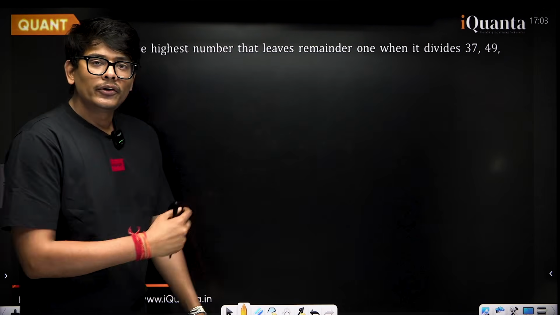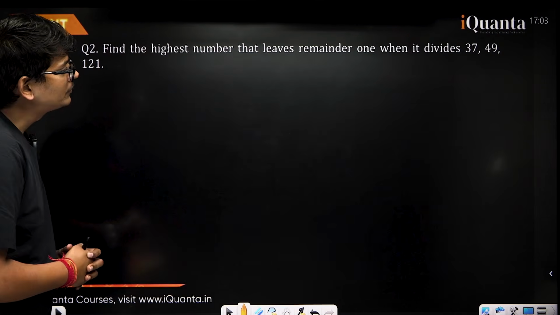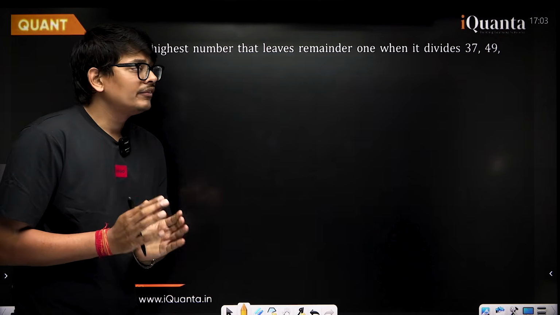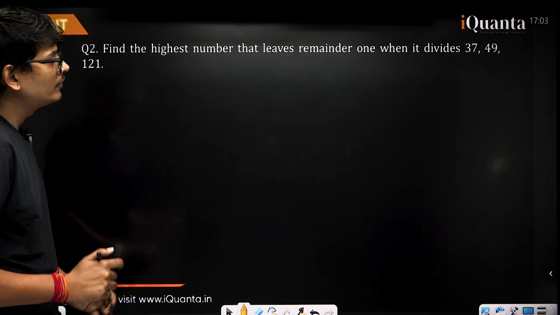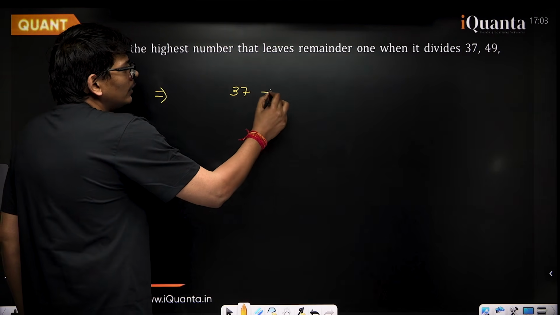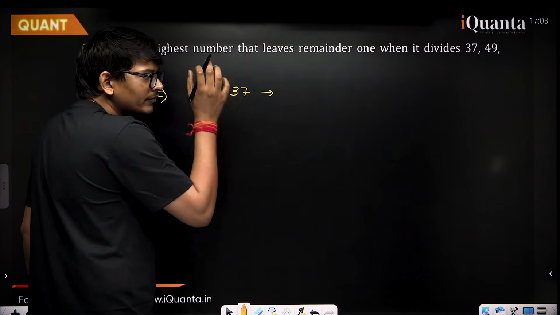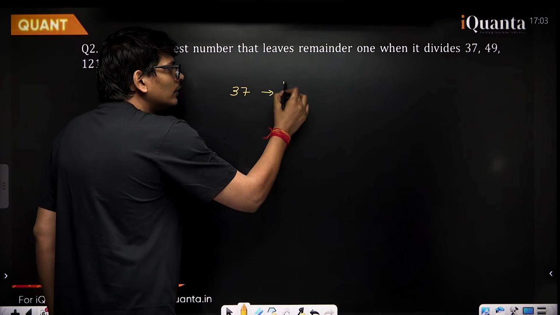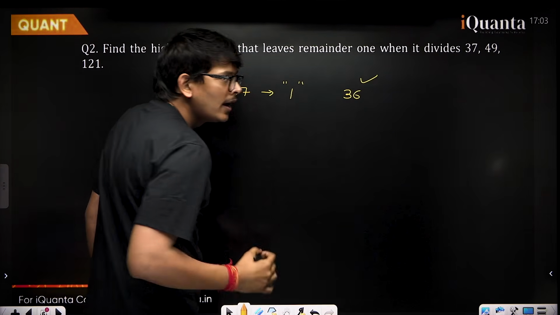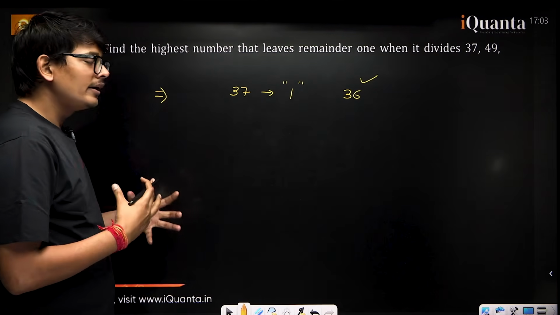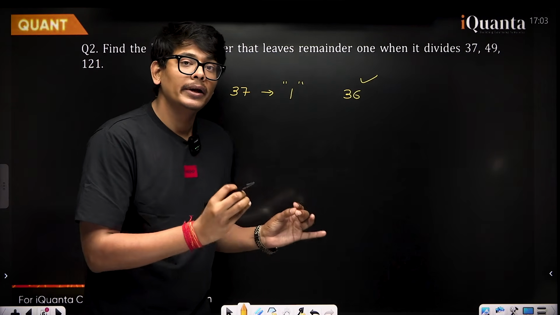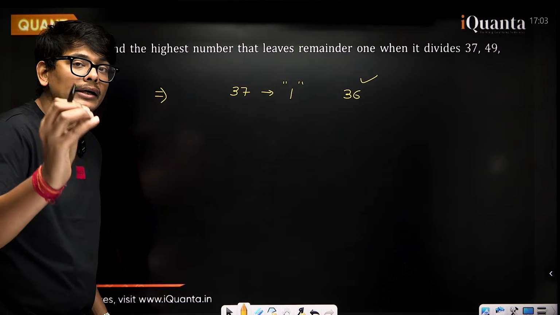Now let's move on to the next interesting question. Please focus on this question. Find the highest number that leaves remainder 1 when it divides 37, 49 and 121. The question clearly says when it divides 37, it leaves a remainder of 1. So can I say it divides 36 completely? Because when we divide 37, we get remainder 1, it clearly means it is dividing 36 completely.